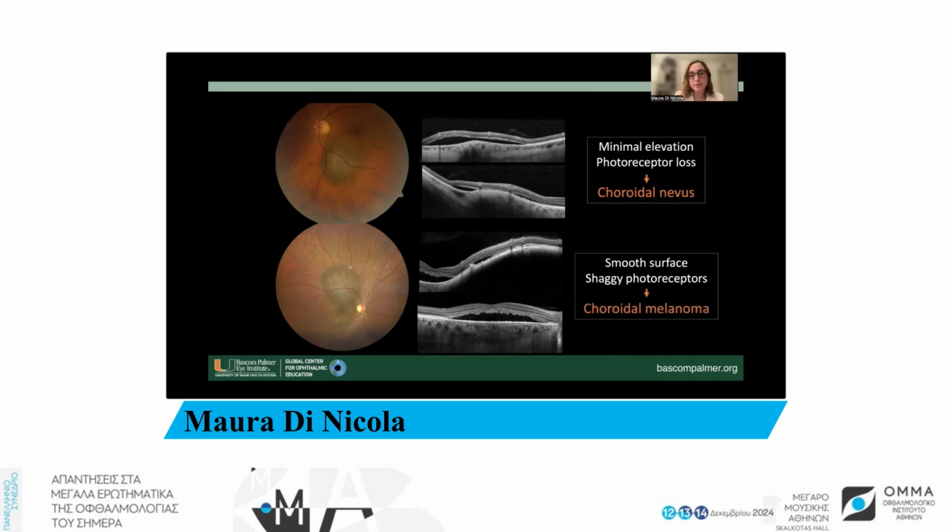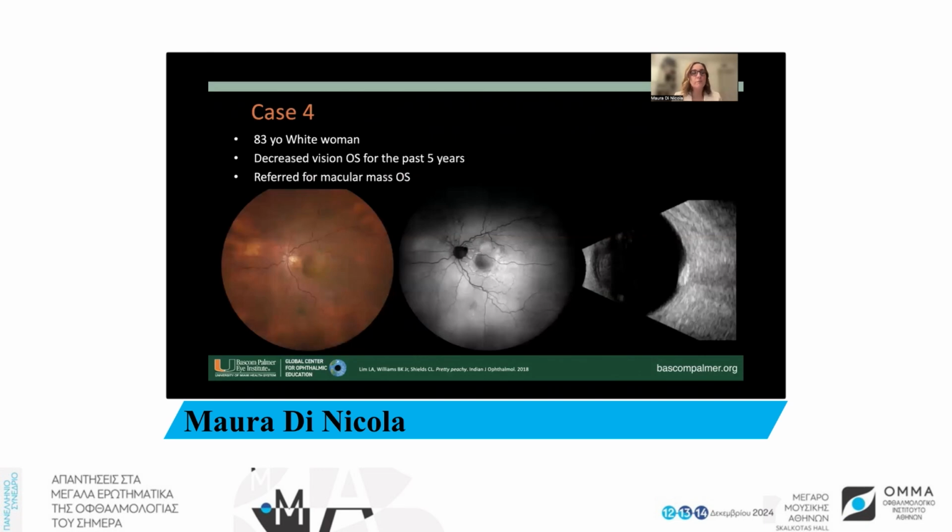On the bottom, you can see a smooth surface of the lesion, but the photoreceptors here are definitely more shaggy. So this is indicative of a more recent phenomenon, potentially associated with the presence of a small choroidal melanoma. Again, this alone cannot make the diagnosis. Of course, we use other clinical features and other imaging features to differentiate between the two, but OCT can be helpful in this setting as well.